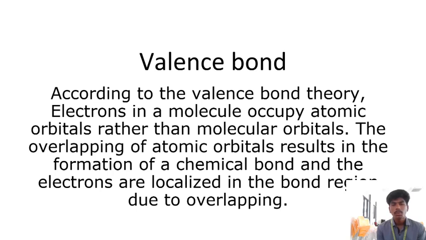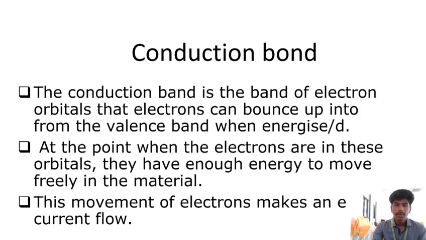According to valence bond theory, electrons in a molecule occupy atomic orbitals rather than molecular orbitals. The overlapping of atoms results in the formation of chemical bonding, and the electrons are localized in the bond region due to overlapping.